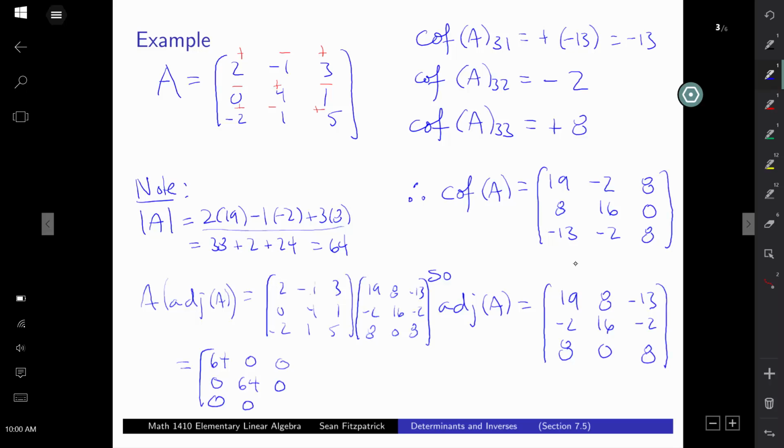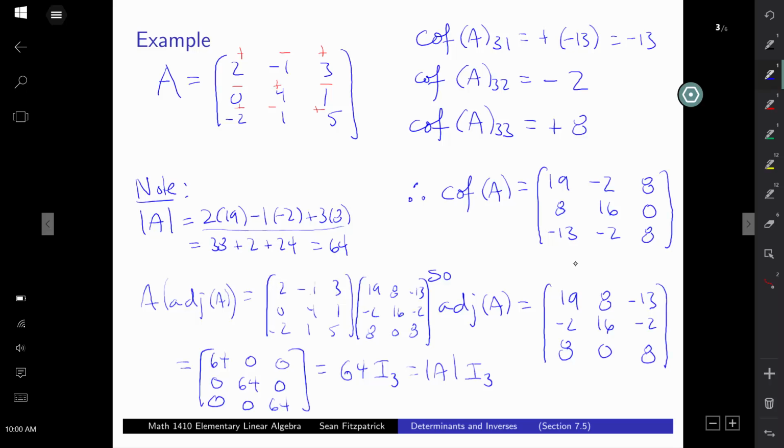Row 3, column 3, 26 minus 2 takes me to 24 plus 40, 64, which is 64 times the 3 by 3 identity. It's the determinant of A times the 3 by 3 identity, right? So if determinant of A is 1, I would have a product equal to the identity, and I would say, oh, those guys must be inverses of each other. It's not quite equal to 1 because there's a 64 out front, but that's okay. We can divide by 64 on both sides, right?